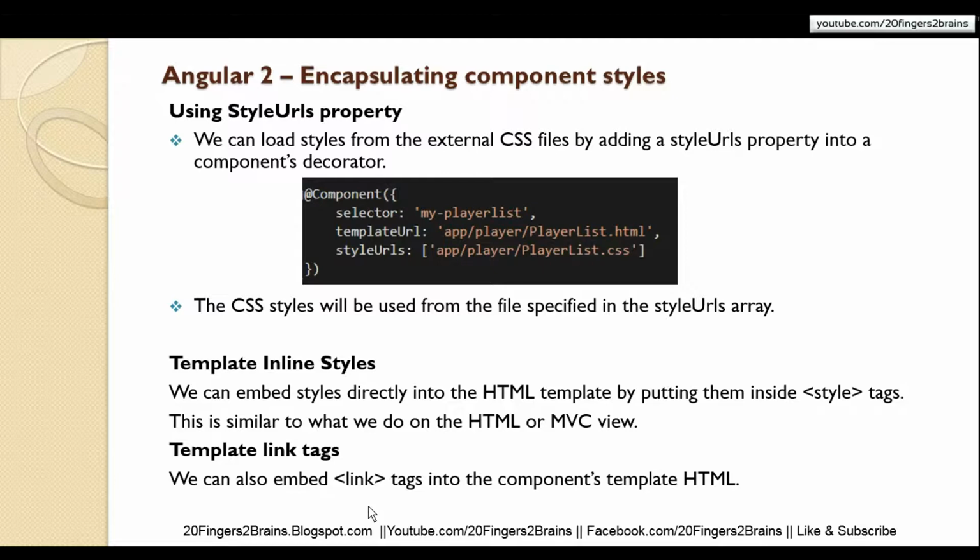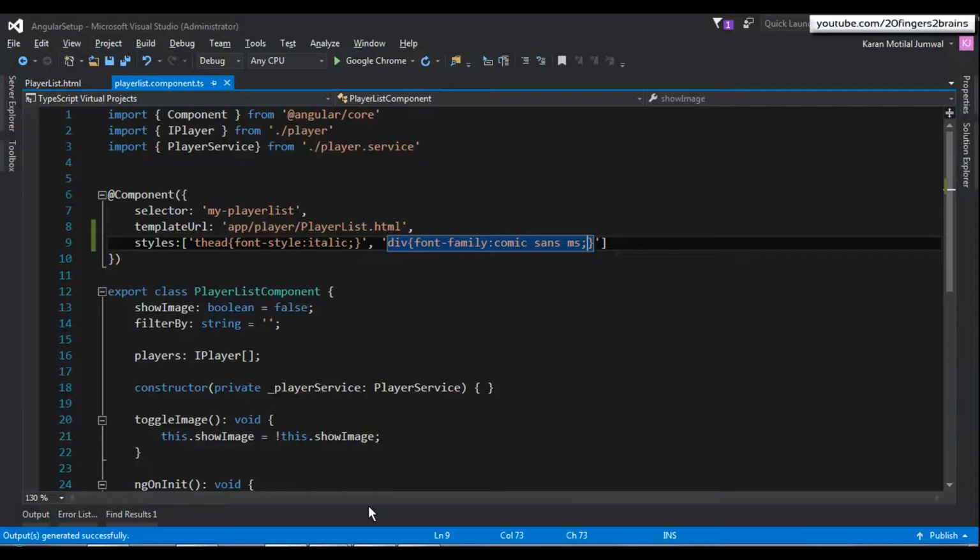So as you see in the screenshot, we have specified the styleUrls property and we are passing a path of a CSS file. Now this property also takes an array of file paths. So basically you can refer multiple CSS files to this property. The CSS styles will be used from files specified in the styleUrls array. So let's try this as well.